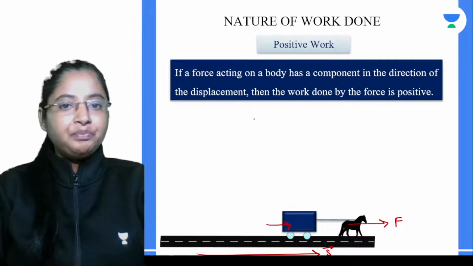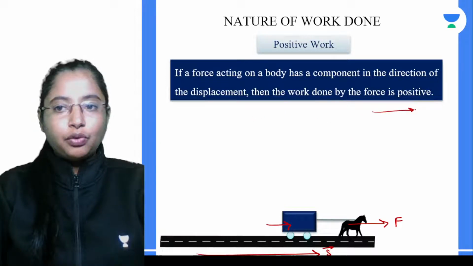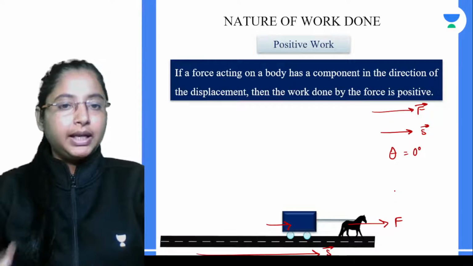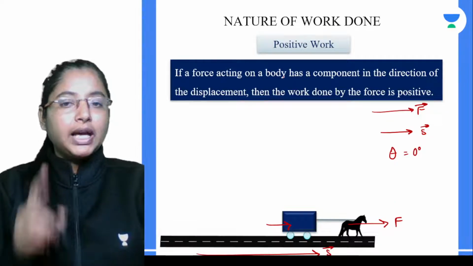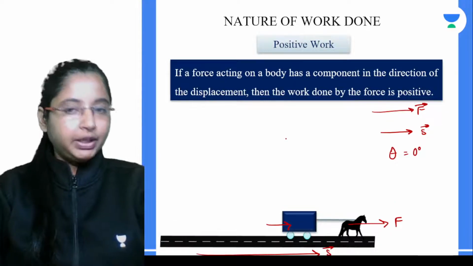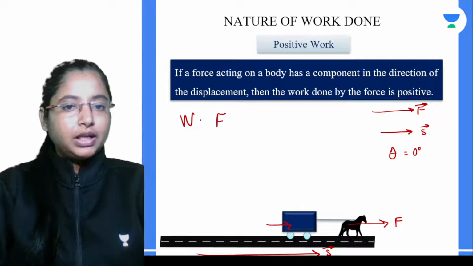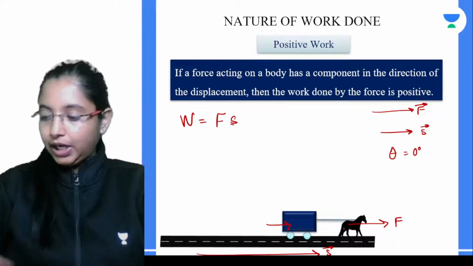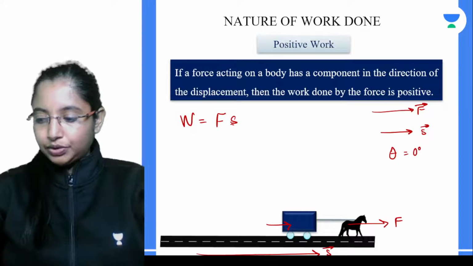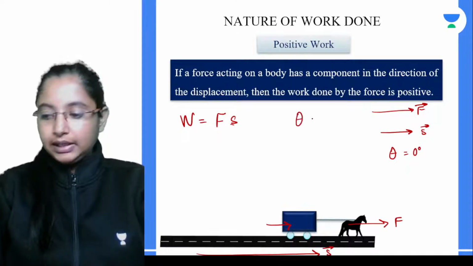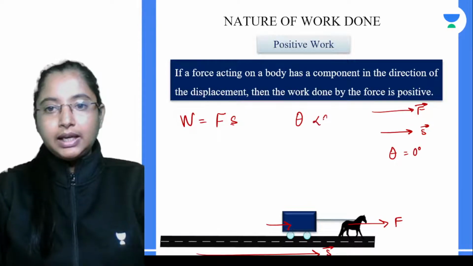Now if you take the angle between the force and the displacement vector, because they are along the same direction, the angle between them is 0 degrees. If the force acting on a body has a component in the direction of displacement, then the work done by the force is positive. Here, work done is Fs cos 0, and cos of 0 is 1. So what we end up getting is a positive work done. In the case of positive work, the angle theta will be less than 90 degrees.